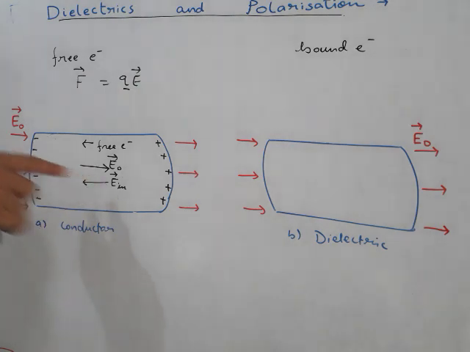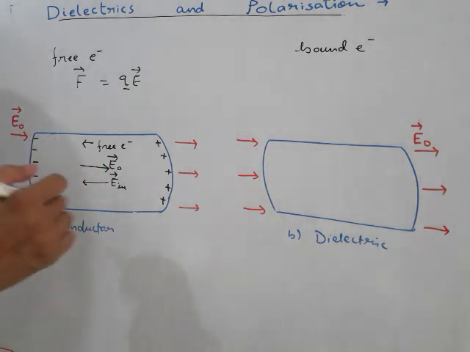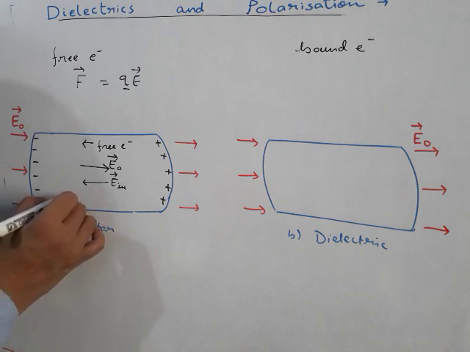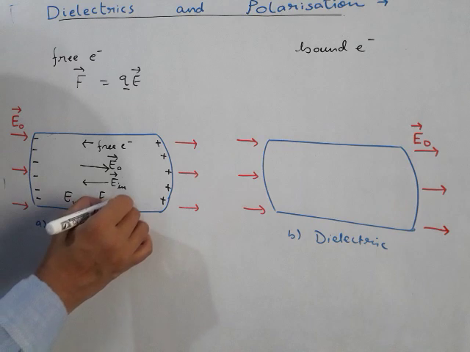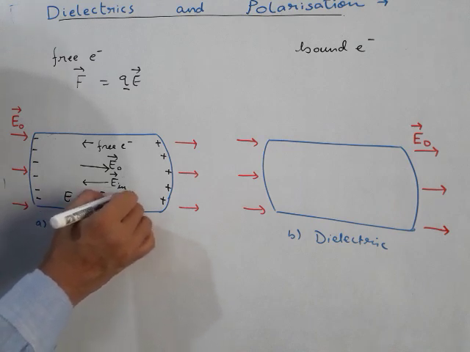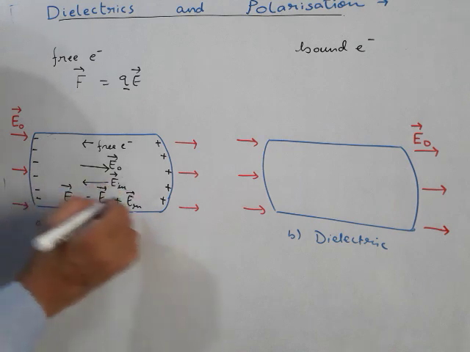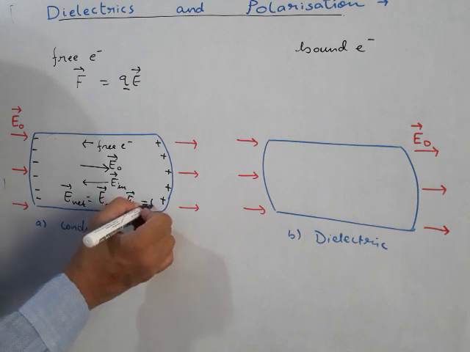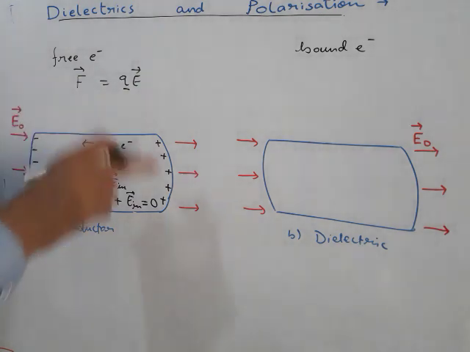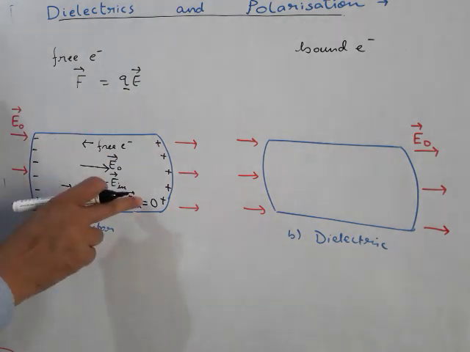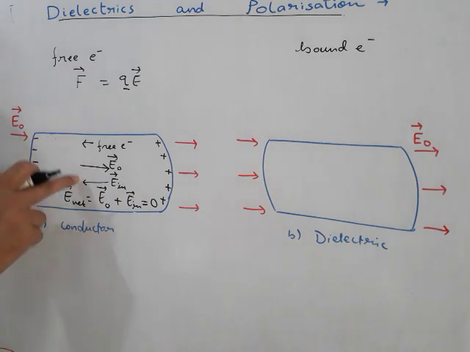If these two fields become equal in magnitude, they will cancel completely, and therefore the net electric field E net, which is the vector sum of E naught and E in, so it is E naught vector plus E in vector, that will be how much? 0. That is what you have to remember. Whatever be the value of external electric field, inside the conductor, the net electric field will be 0 because of the cancellation of the two fields E naught vector and E in vector.